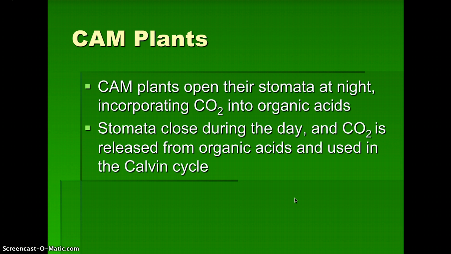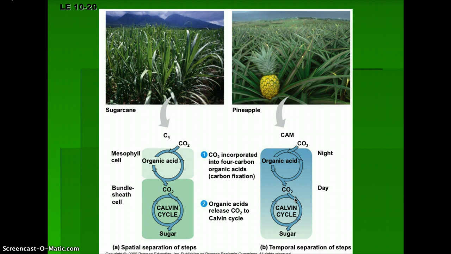In CAM photosynthesis, the plants open their stomata at night and incorporate carbon dioxide into organic acids. During the day, the stomata close, and carbon dioxide is released from organic acids and used in the Calvin cycle. So here you can see in CAM photosynthesis, carbon dioxide is incorporated into that 4-carbon organic acid. That would be carbon fixation. So here is the C4 plant. A typical C4 plant would be sugarcane. Here is a CAM plant. Pineapples are good CAM plants.